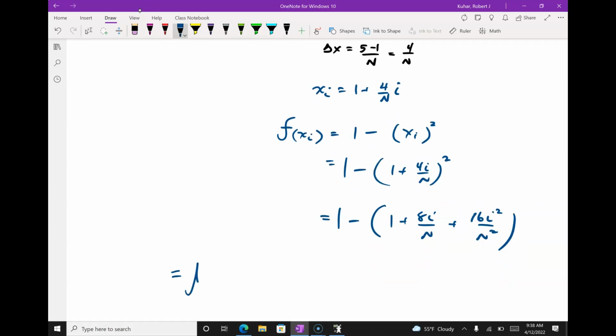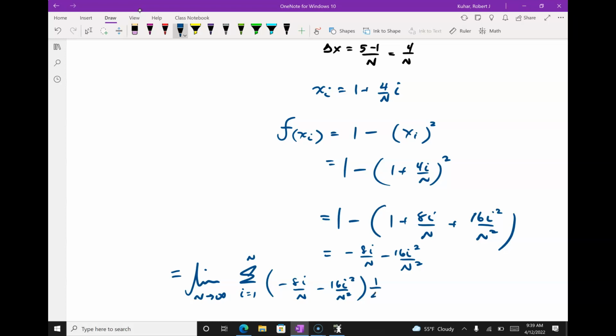So I'm working on the limit as n goes to infinity of the sum of the areas of the rectangles from the first rectangle to the nth rectangle. Oh, I'm sorry, I should finish f of x sub i. Do you see that the ones cancel? So I get negative 8i over n minus 16i squared over n squared. So I'm going to put that function in, negative 8i over n minus 16i squared over n squared, times my delta x, which was 4 over n.